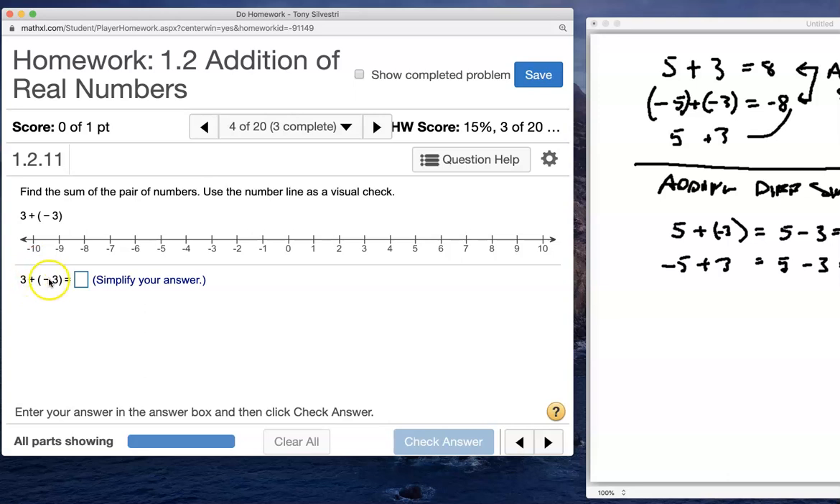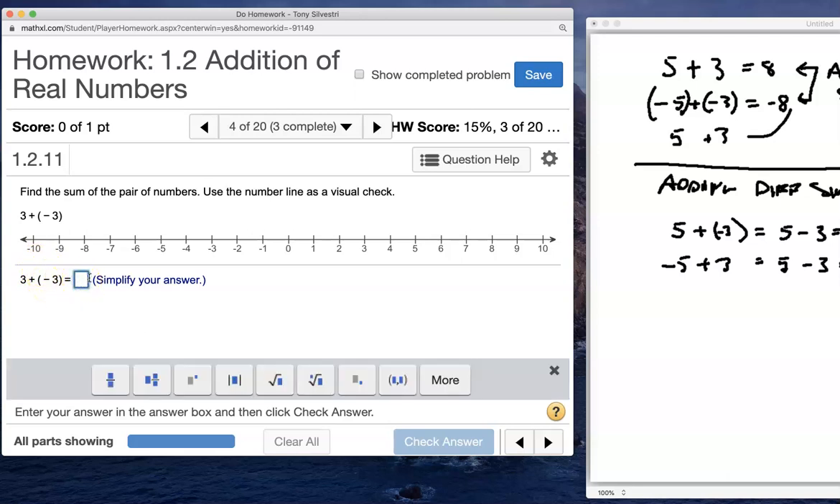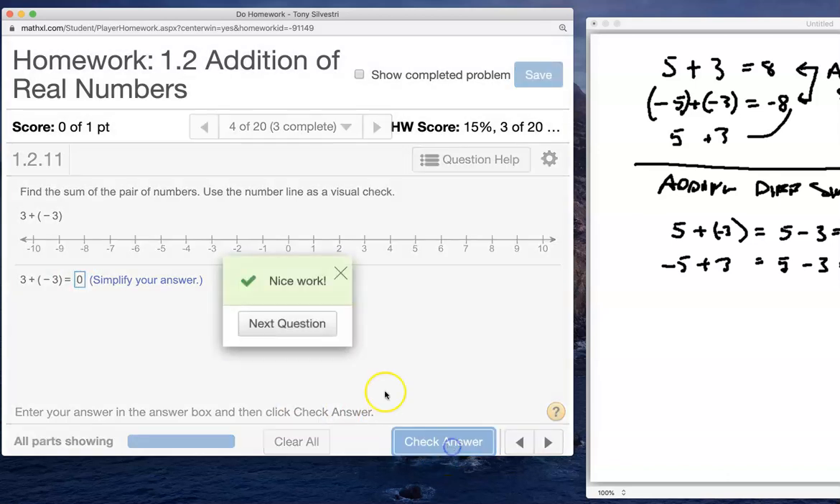Okay, so what's this? You're adding different signs. Absolute value of 3 is 3. The absolute value of -3 is 3. Subtract, you get 0. There's no bigger number. The absolute value of 3 and the absolute value of -3 are the same. So you get 0, and there's no real sign to attach to this. Check your answer. Great.